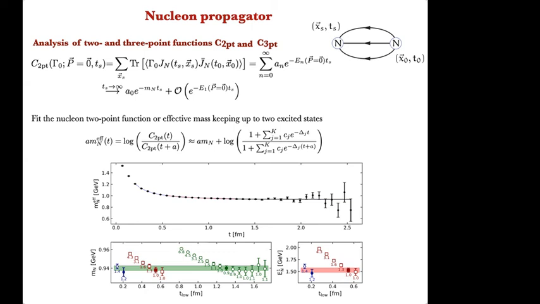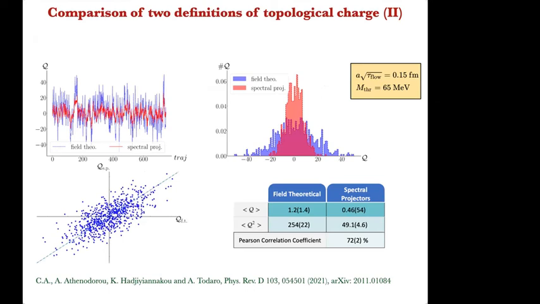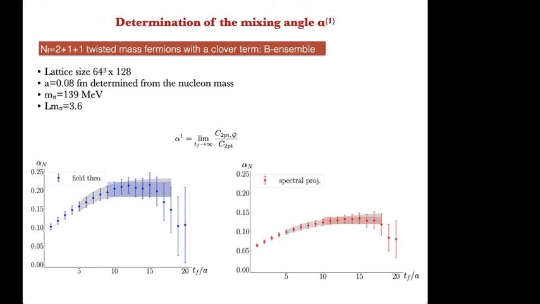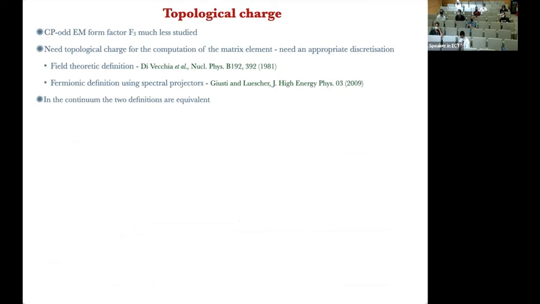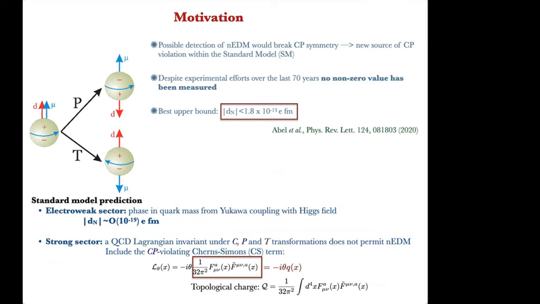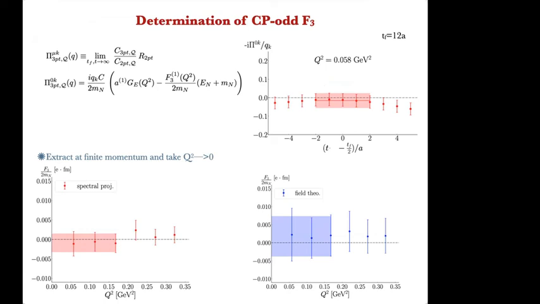My first one is about your plot of F3, with the two different definitions of the topological charge. Let me get there. This one? F3, sorry, yes. Here, yes. You had two plots of F3, one for the... F3 here, I know, here.